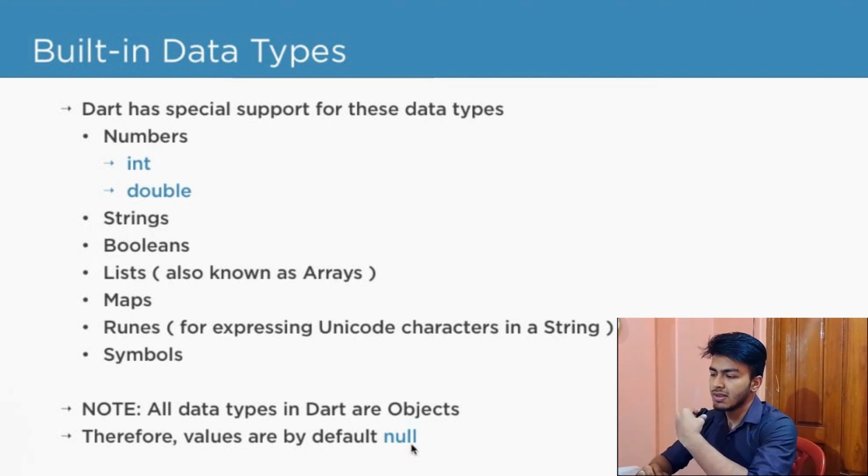The first one is number. Inside number we have two types of data type: first int and double in Dart, and then we have strings, booleans, lists, maps, runes and symbols. We will be discussing list, map, runes, and symbols in the upcoming videos. For right now, let us focus on numbers, strings, and booleans only.